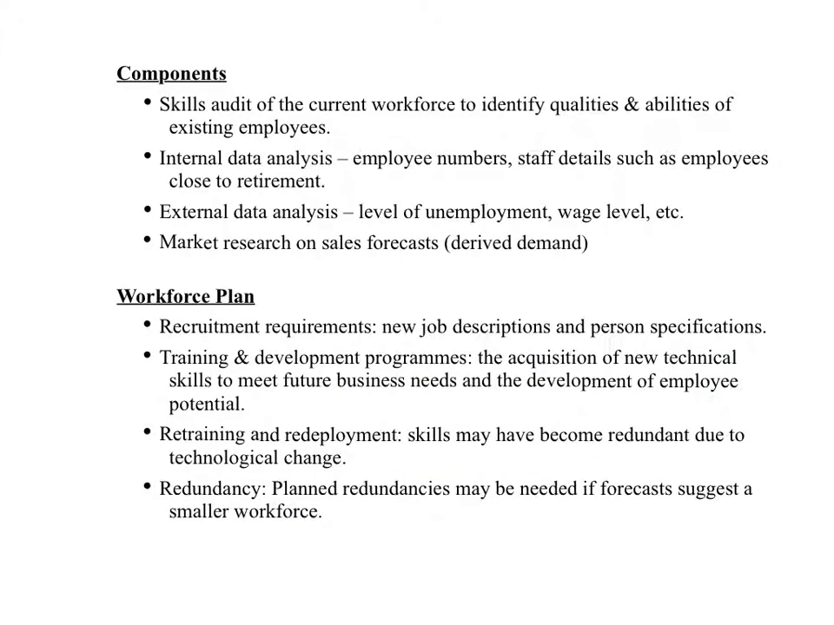So the components that are involved often are skills audits. That's usually the first task. Internal data analysis, such as what are the current employee numbers, and staff details, such as which employees are close to retirement, and therefore that could give us an idea of what skill level might actually go missing. External data analysis, so the level of unemployment at the moment, because that could impact recruitment, the current wage level and so on. And then they'll look at market research on sales forecasts, because if there's derived demand, and what I mean by that is the demand for labour due to the demand for the good or service, then again recruitment might be the key HR objective.